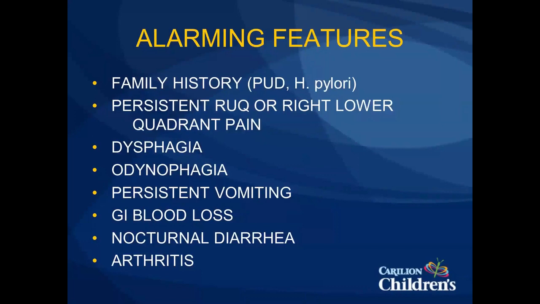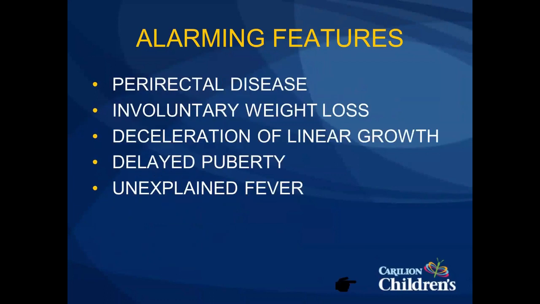If there is localized pain in the right upper or right lower quadrant, dysphagia, odynophagia, suggesting more like eosinophilic esophagitis, GERD, esophagitis, persistent vomiting that does not stop in between, there's no rest on the persistent vomiting, GI blood loss, nocturnal diarrhea, we've seen also in ulcerative colitis quite a bit, arthritis, suggesting more rheumatoid arthritis, perirectal disease, mostly Crohn's disease, involuntary weight loss, deceleration of growth, delayed puberty, unexplained fever.